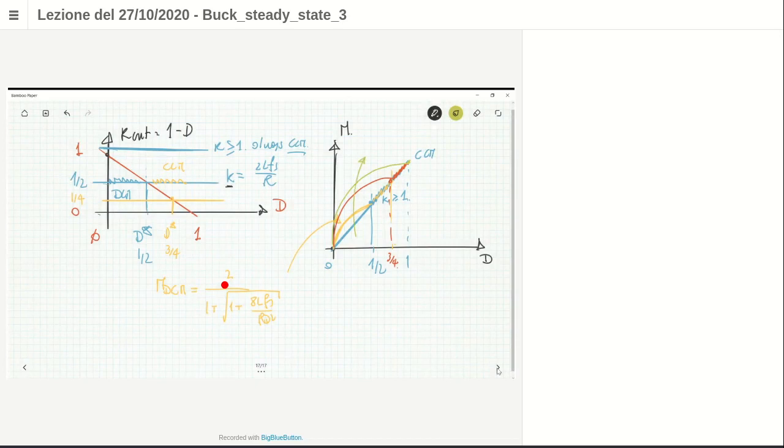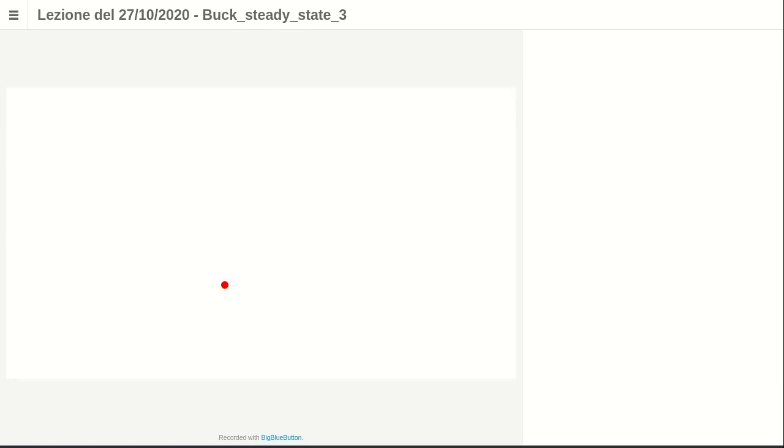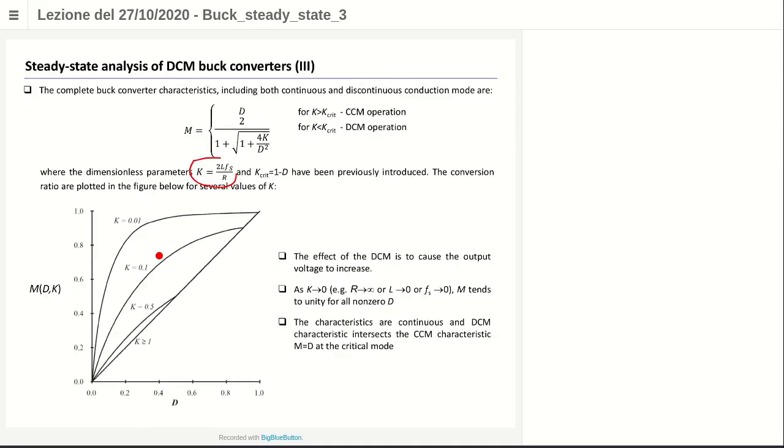And so this is for reducing K. The linear curve is the CCM operation, and the curves that are rounded are the expression of DCM. Okay, so this is the reason why you get this graph of M versus D. So when K is exactly 0, then you have M almost 1, okay, for all the duty cycles. And that situation means that VO is almost the same as V in, okay.